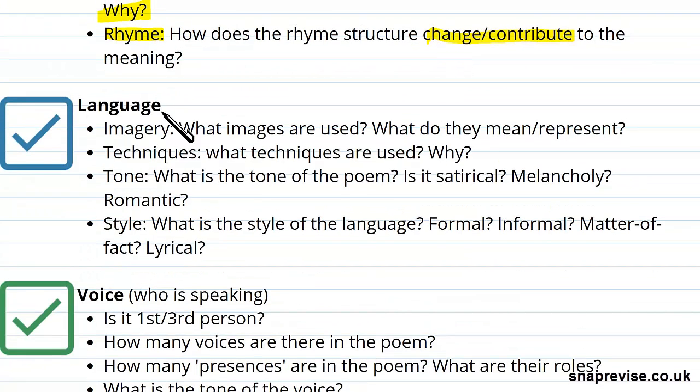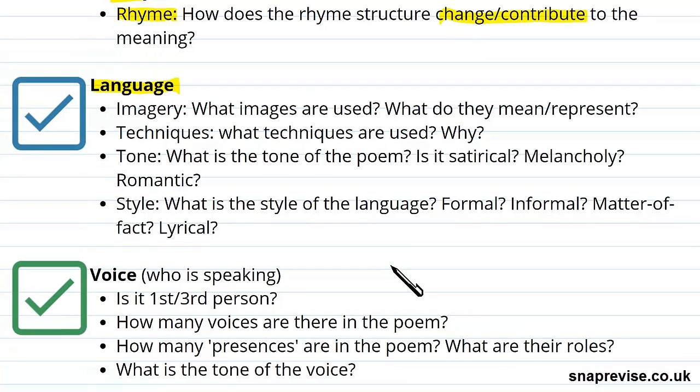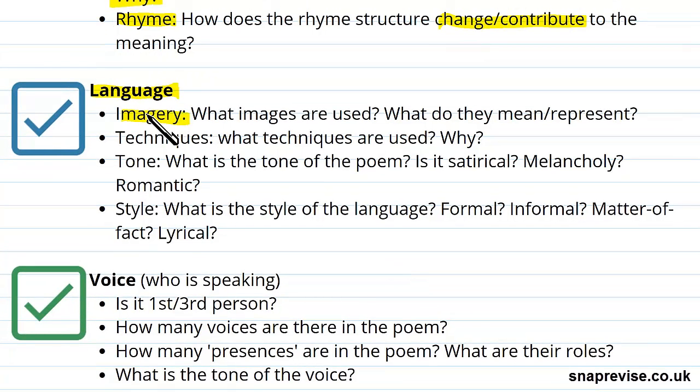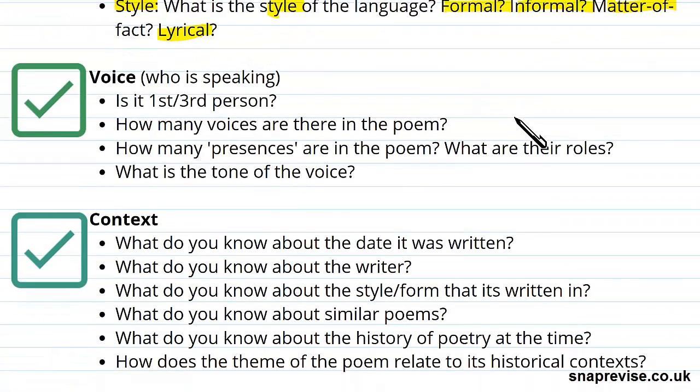Then we need to take a look at the language of the poem. We look at things such as imagery. What images are used? What do they mean or represent? Techniques. What techniques are used and why? What is the tone of the poem? Is it satirical, melancholy, romantic? What is the style of the language? Is it formal or is it informal? Is it matter-of-fact, lyrical? There are many other options, of course, but these are questions that we ask to provoke ourselves into really thinking in detail about a poem.